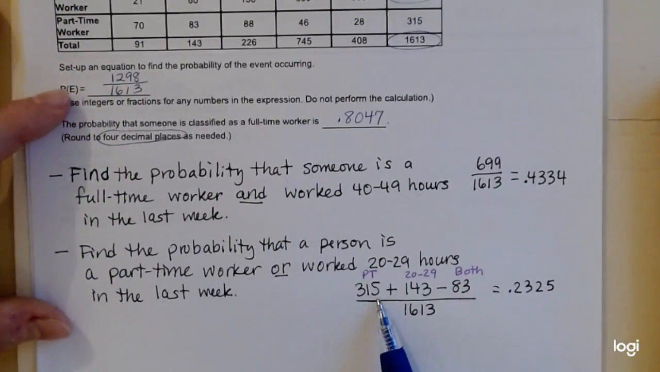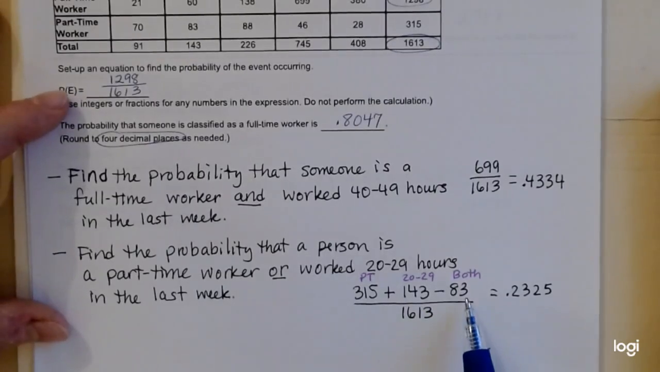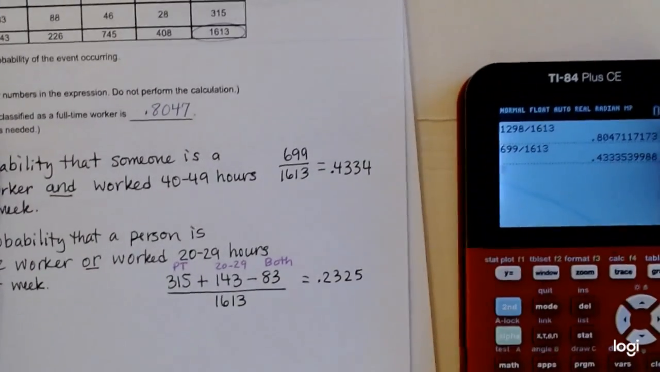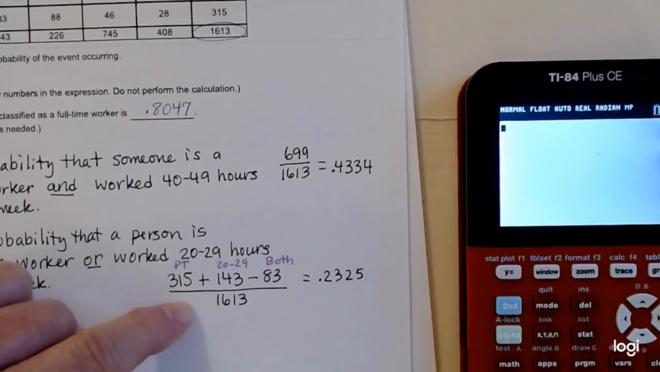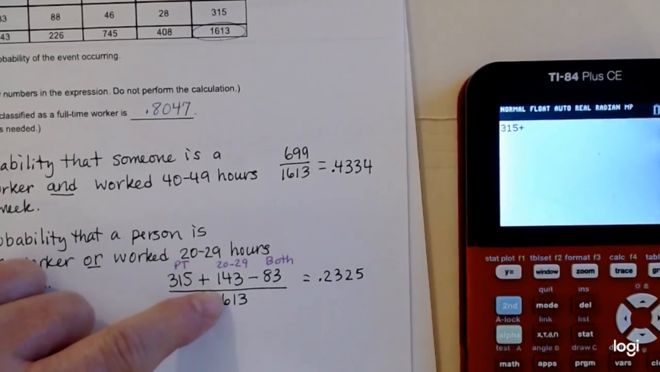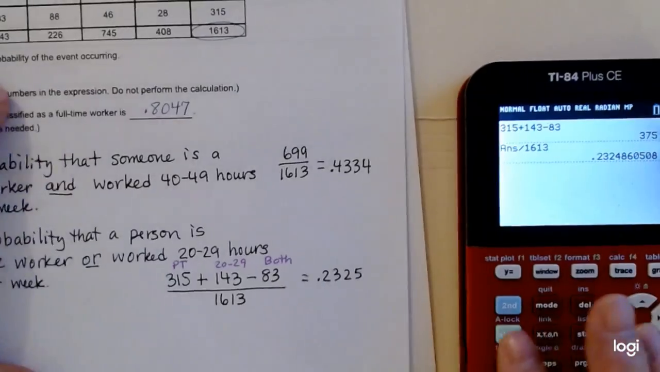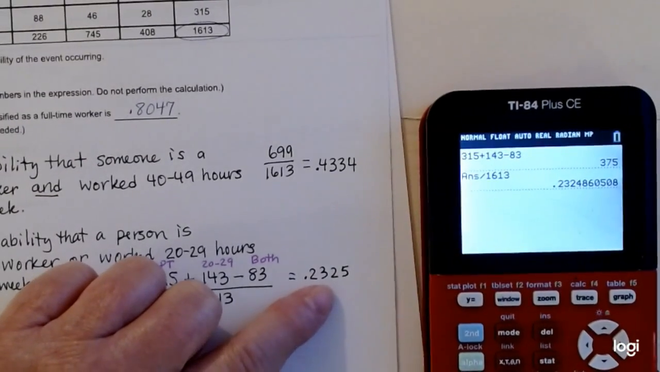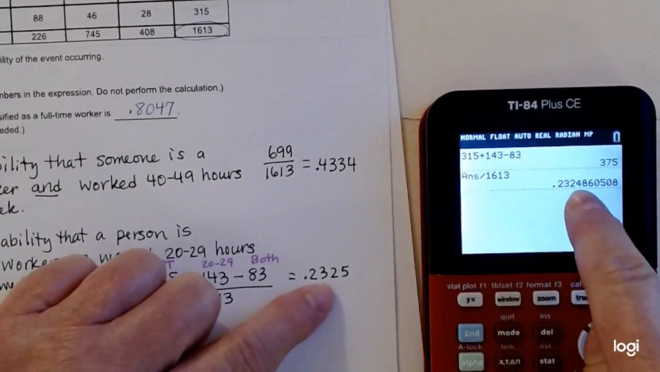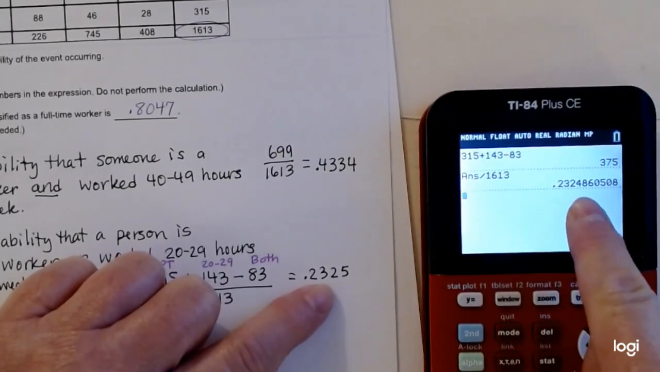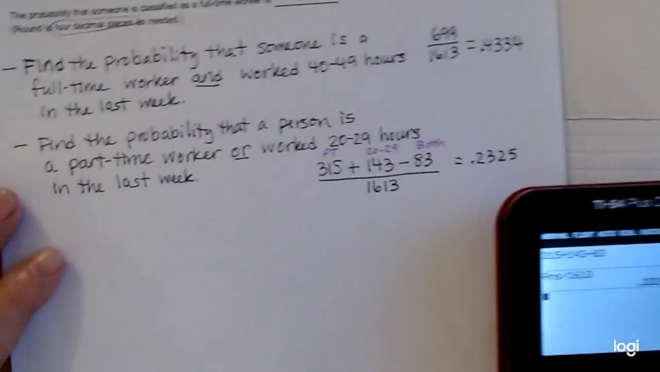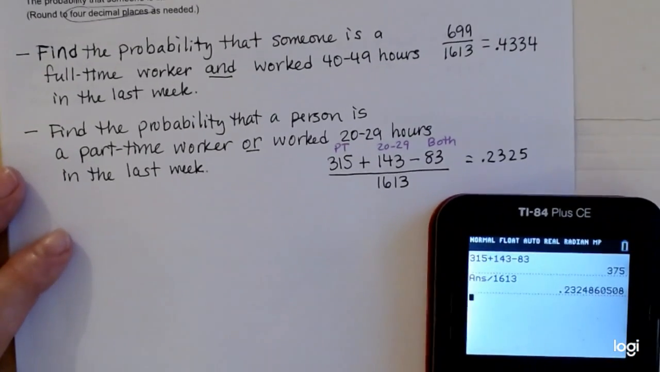And so we have 315 plus 143 minus the 83 who were both, and then still divided by 1,613. On the calculator, 315 plus 143 minus 83, enter, divided by 1613, and we get 0.232, and again, we're going to round this up to a 5, this 4, because its neighbor is an 8, and that will give us a probability of 0.2325.